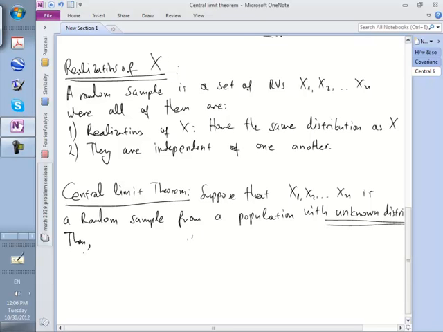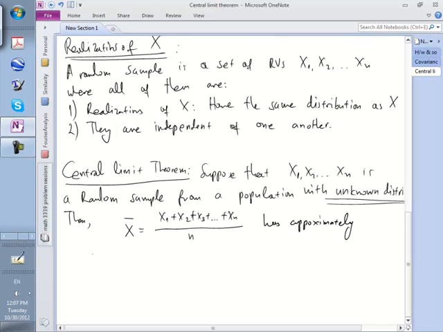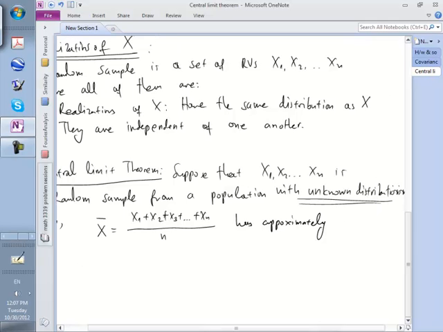Then a product random variable, which is called x bar, which is called the sample average, and we've seen it last time. It's nothing else but adding the values of all the realizations and dividing them by n. This number n is called the sample size. Has approximately standard normal distribution with the following parameters.